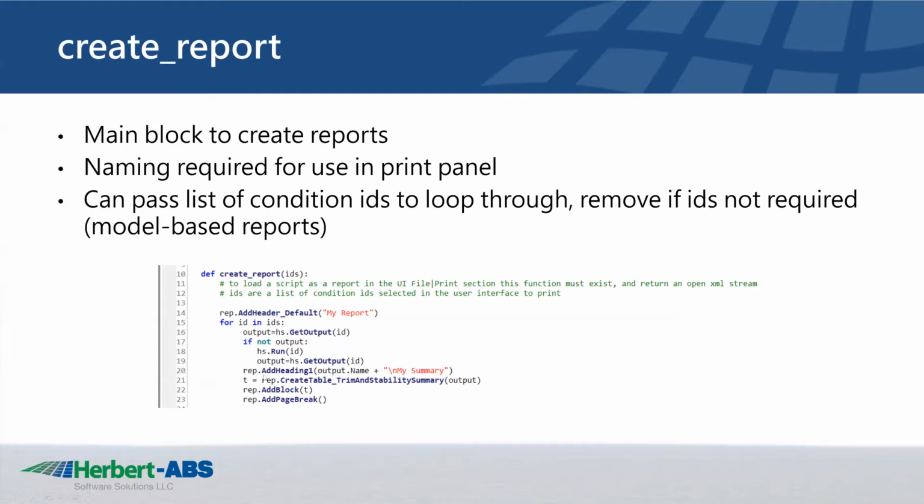Next, I want to add a paragraph which has the heading 1 style applied to it. I'm going to add it with the condition name, and on a new line with the words my summary. Next, we're creating a table, and this is one of our pre-written tables, which is a trim and stability summary, the exact same one that you see in the main UI. We're passing in the output information to ultimately fill in that table. Next, we're actually adding that table to the document, and then finally adding a page break to move on to the next condition.